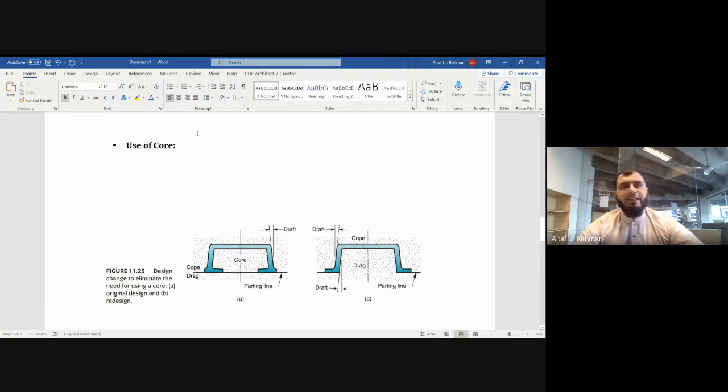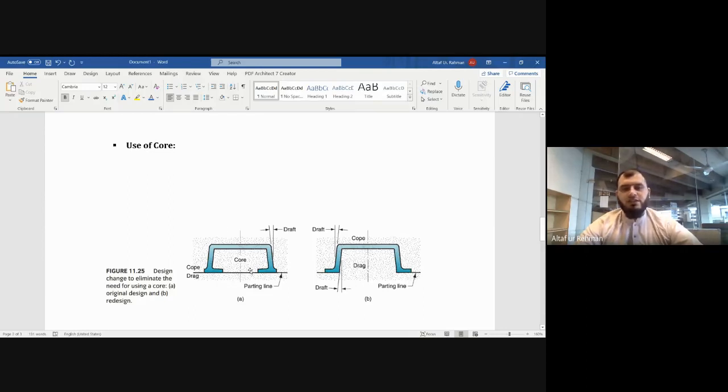Another consideration which must be addressed is the use of cores. The fewer the cores, the more easily casting can be performed. We need to avoid cores because they take time and expertise, so if it is possible, we need to avoid the use of cores.